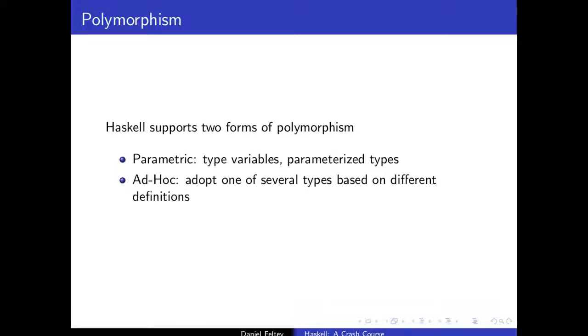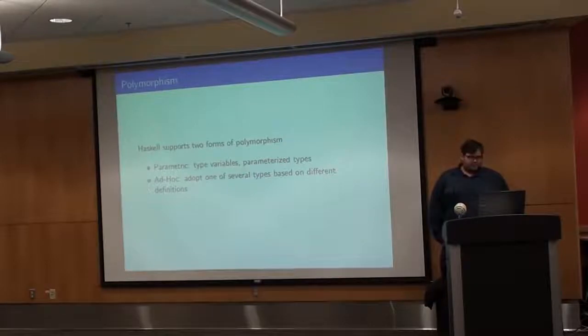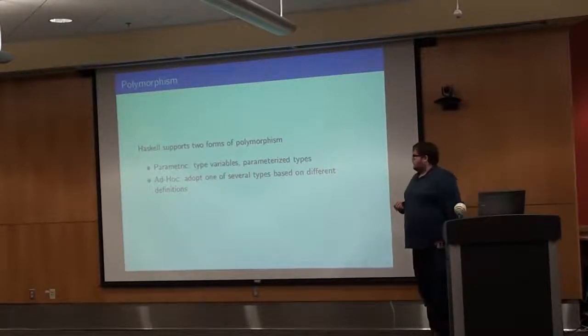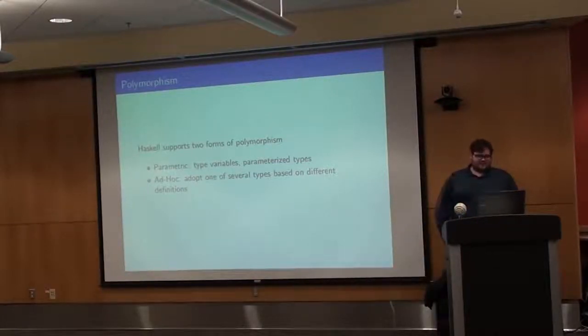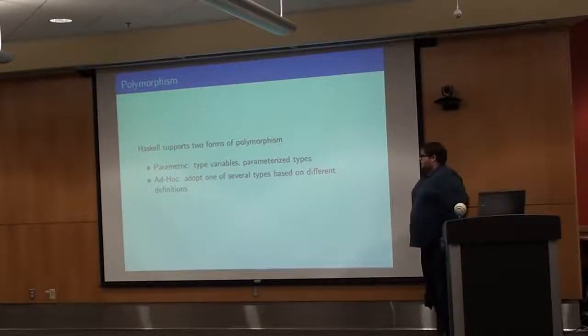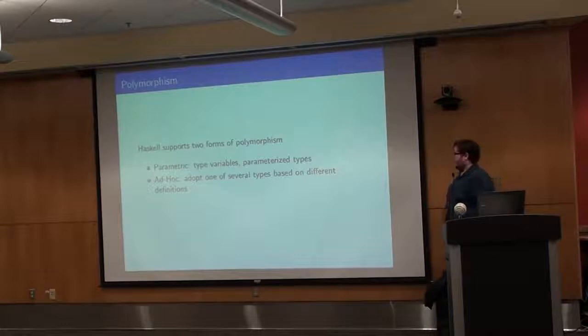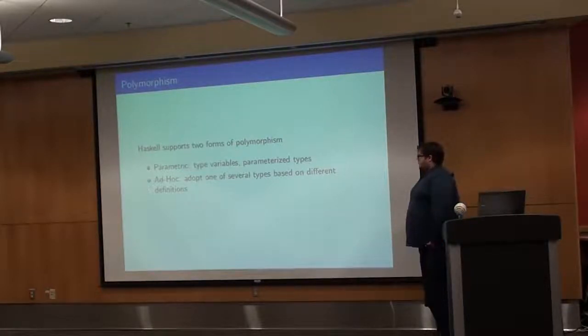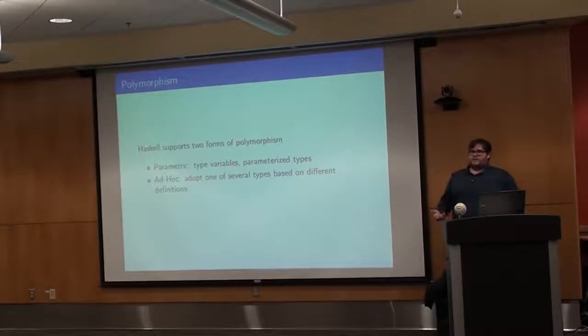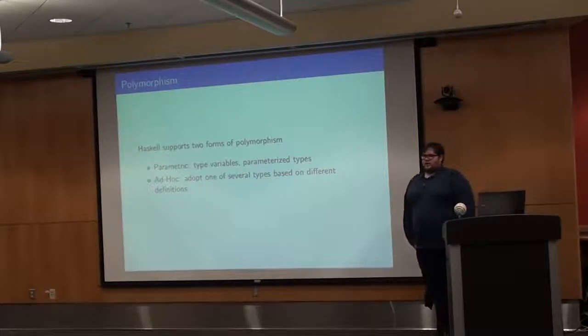Polymorphism, Haskell supports 2 forms of polymorphism. One which is parametric polymorphism, where we have data types that are parameterized by type variables. I have examples of this, which will hopefully explain it better. And ad hoc polymorphism, which is sort of operator overloading, I guess is the best corollary to it in object-oriented languages, where a value can adopt one of several types based on literally different definitions. I guess the easiest example is the addition operator in Haskell is specialized, there's a different definition for integers and floating point, etc.